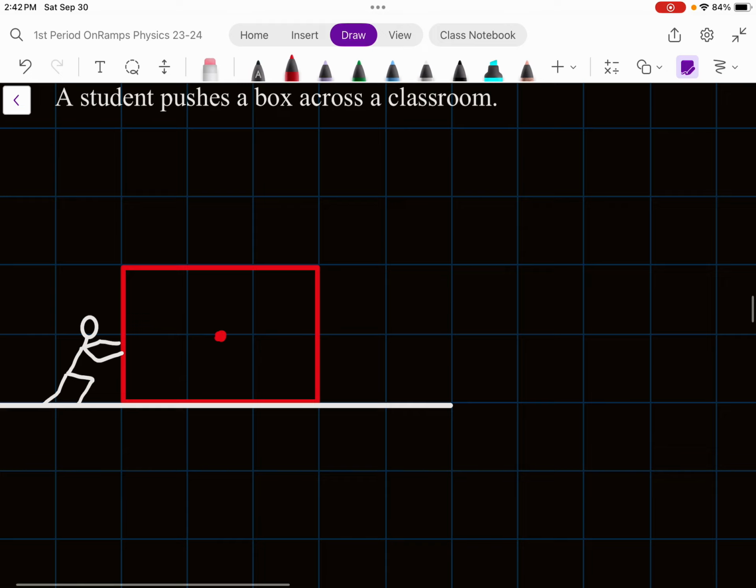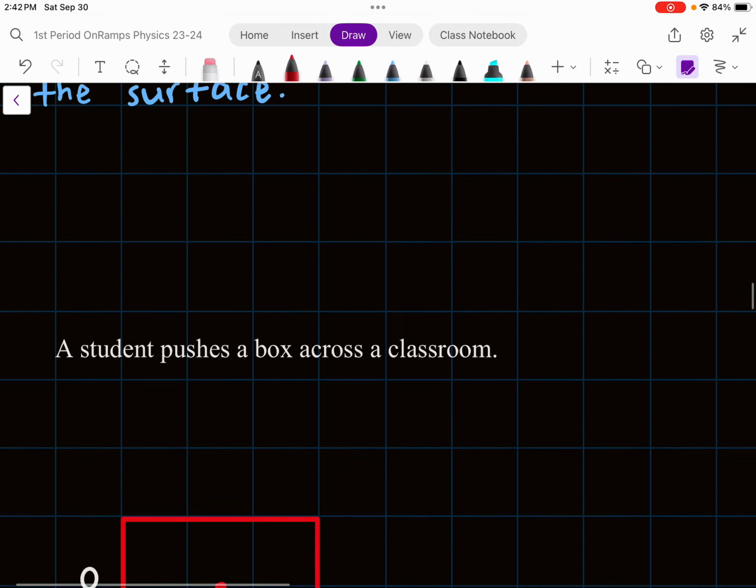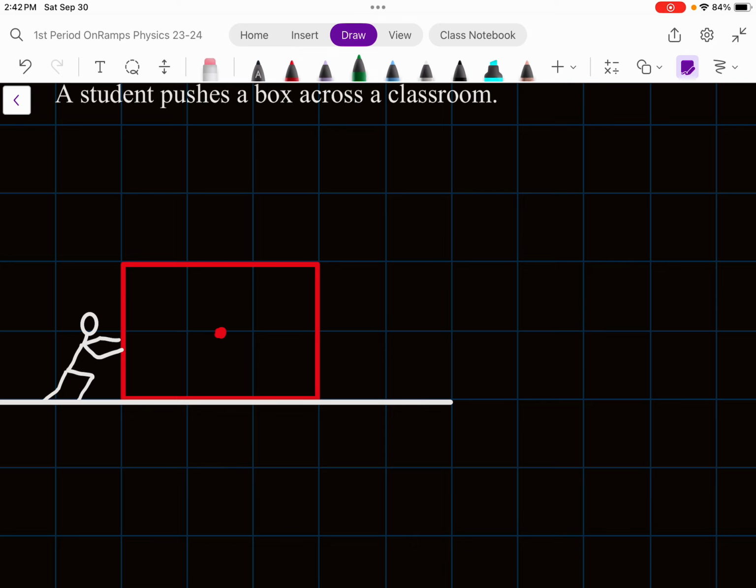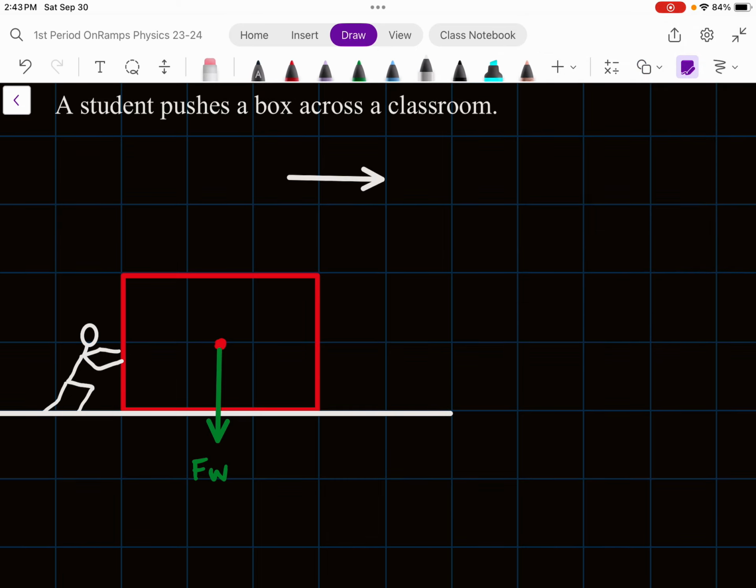So now let's define the forces. We're going to use green now for the forces. The weight of the box following the direction of gravity. So that's the weight of the box, force of weight. And then notice that there's a motion to the right, okay? Now, let's assume the acceleration is to the right.